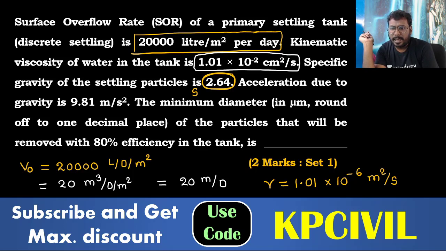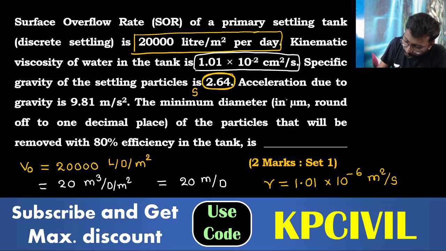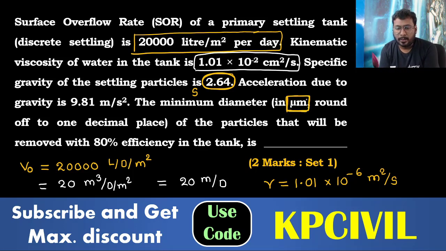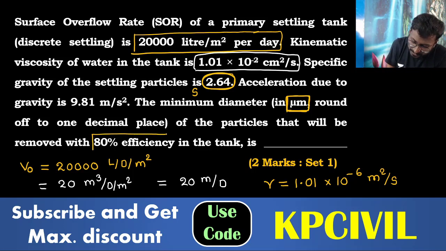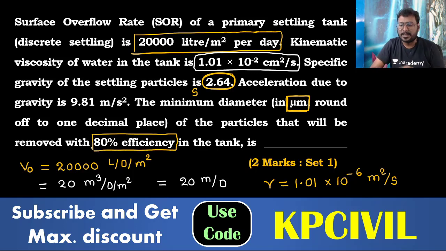The minimum diameter of particle, a very important word you remember. Within brackets they always give the unit, micrometer: the lowest diameter of particle in micrometer that will be removed with 80% efficiency. We'll solve the question now. The minimum diameter of particle that should be removed with 80% efficiency in the tank is.